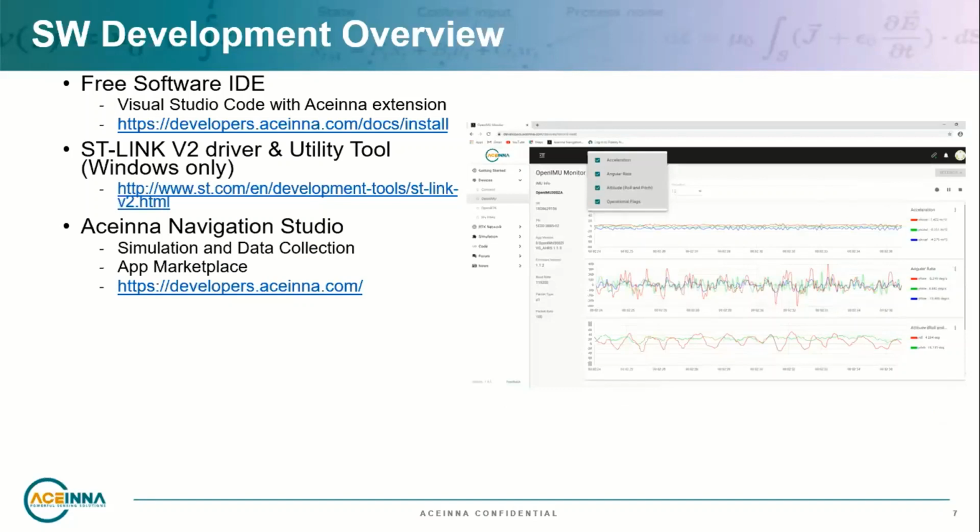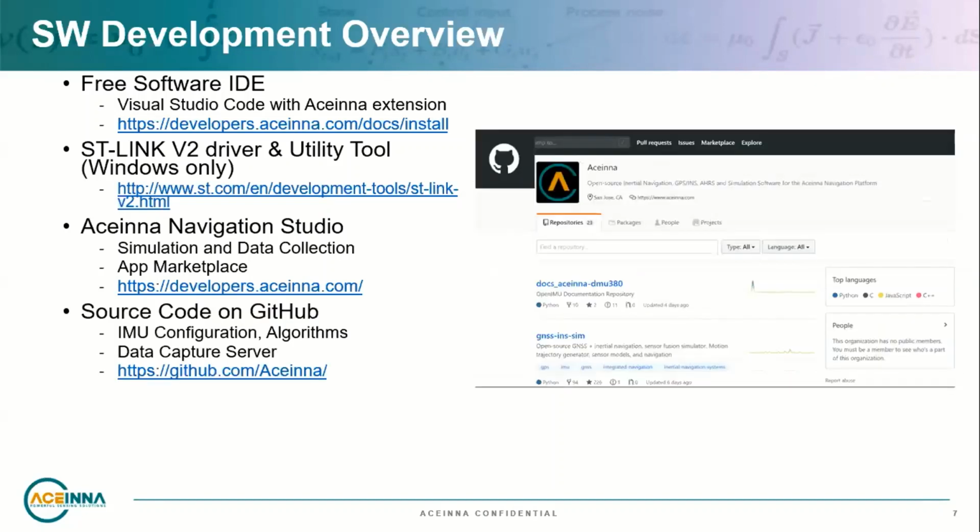And we have the ACEINNA Navigation Studio, which is a web GUI tool used to collect the data, see the data in real time and run any simulations. This also has the app marketplace where you can download different applications for your unit and upgrade it onto your unit as well. We have source code available on GitHub for different applications and algorithms. All the source code is available, and you can change it according to your needs and requirements and upload it to the unit. And we also have data capture servers in Python, which you can download and change as well.